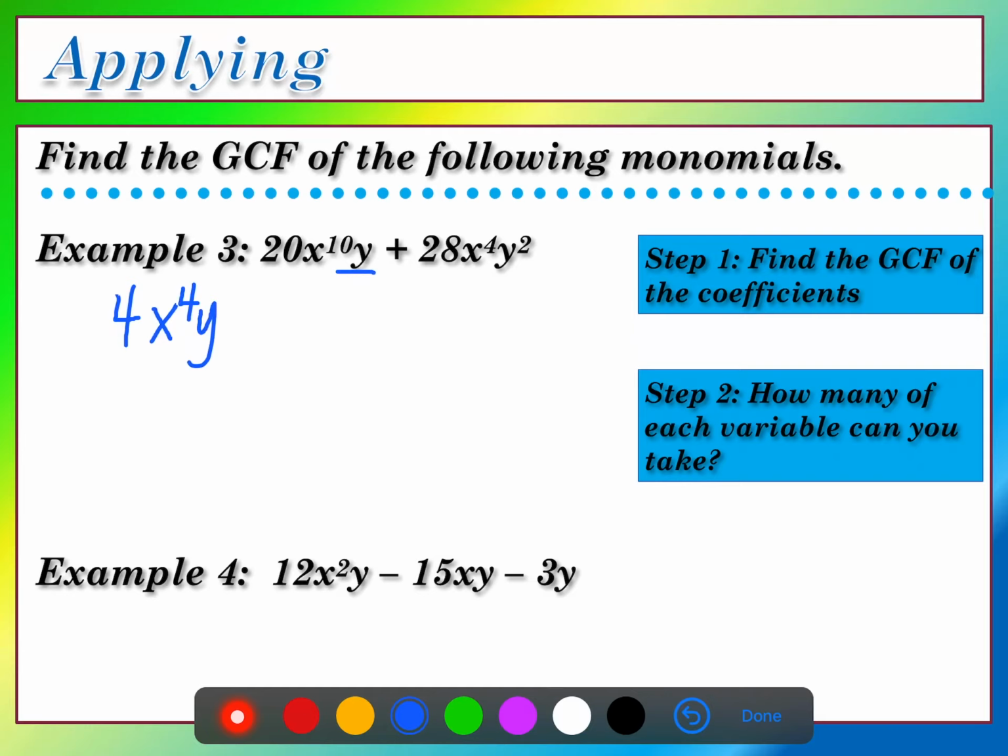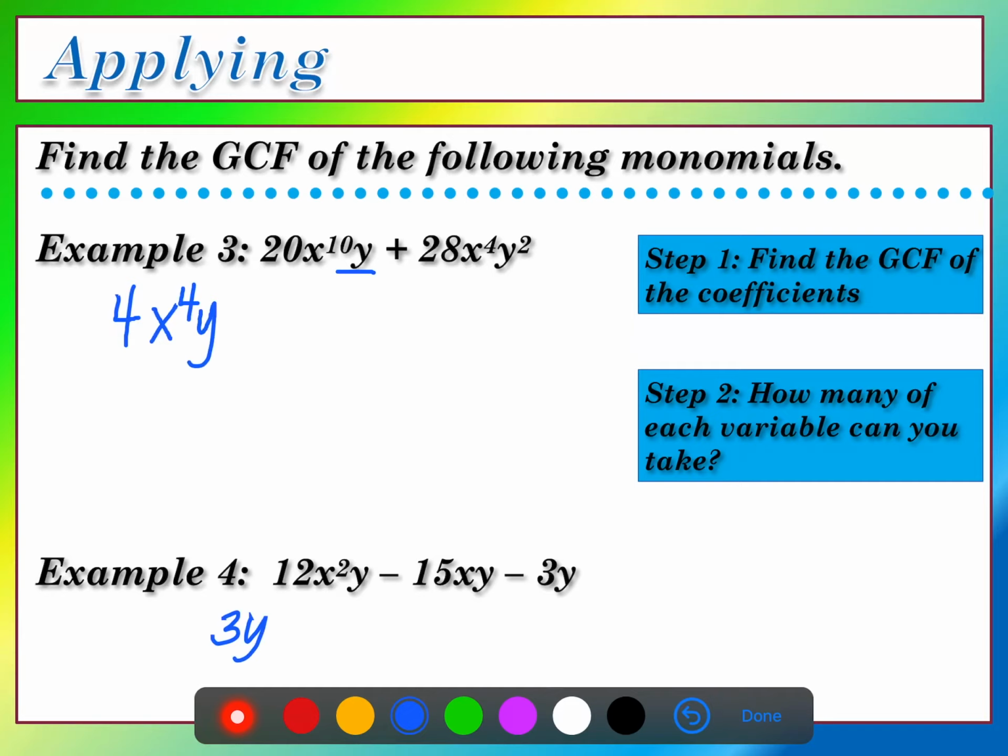All right, let's do our last example. If you want to pause and try this one on your own, I encourage that. So between 12, 15, and 3, the GCF is 3. I can't take out an x because my third term does not have any. And I could take y to the first because that's all that they all have to give.